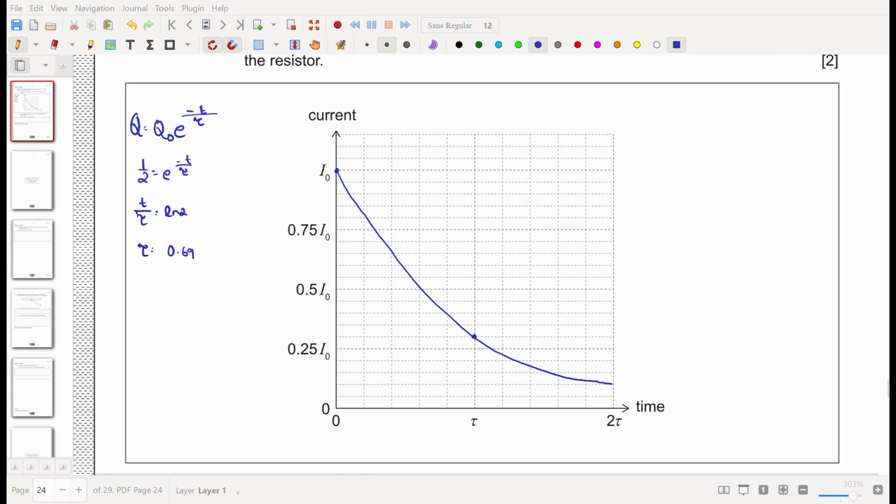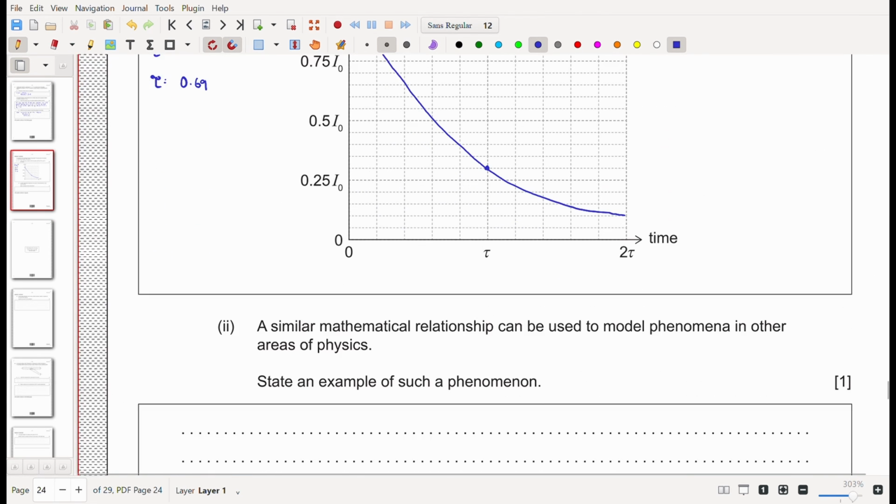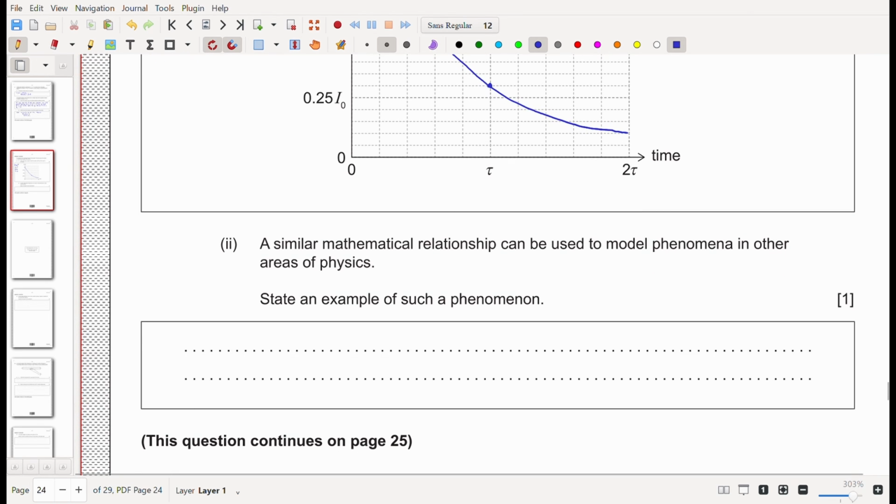And that's it. Now let's move on to part 2 of that question. A similar mathematical relationship can be used to model phenomena in other areas of physics. State an example of such a phenomenon.